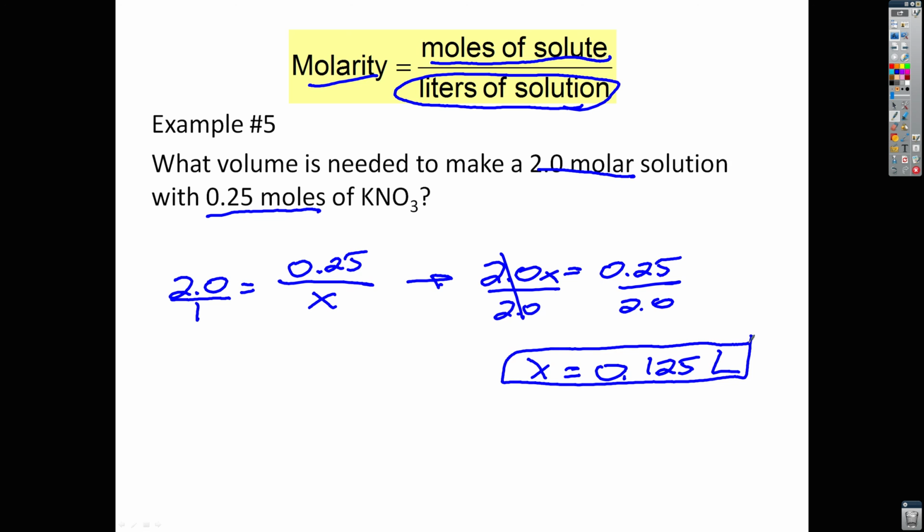All right, so we did 5 different examples of how to use molarity as a way to measure concentrations in chemistry.